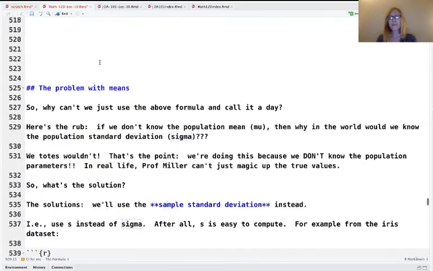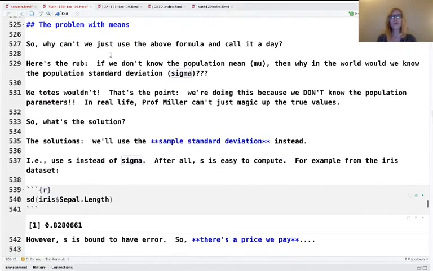But hold on. The whole reason we're doing this technique is because we're trying to approximate what's going on with the population. We don't know these population values. We don't know mu, the population mean. So why the heck would we know sigma, the population standard deviation? We totally won't. That's the whole reason we've got this stuff in the first place, because we don't know what's going on with the population. So that means there's something in the formula that we don't know.